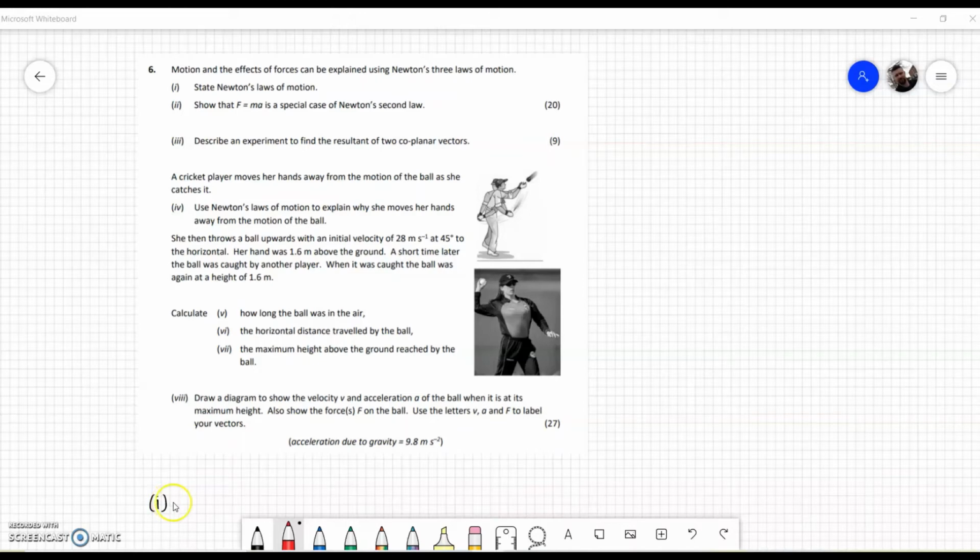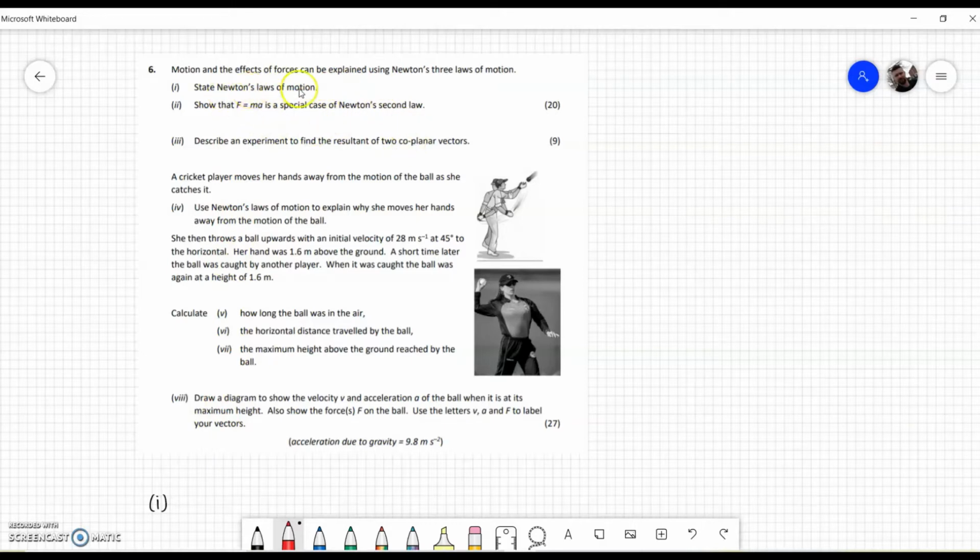Okay, folks, so this next question is 2020 question 6. It is the mechanics question. And as you can see, they've labeled all the questions with the different numbers. And we start off as per usual by answering a few definitions and a few recall questions.